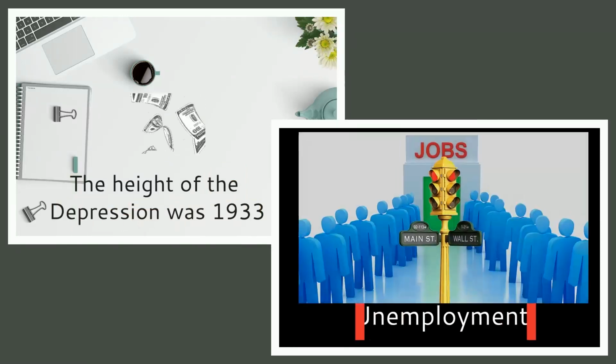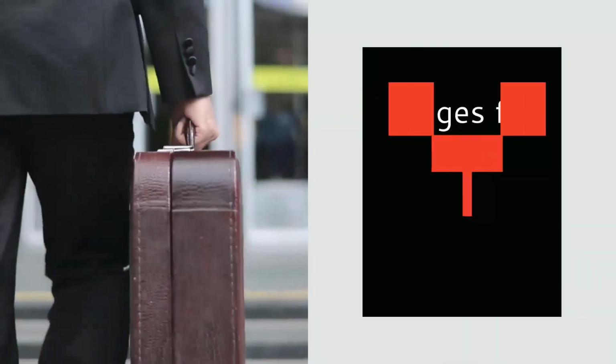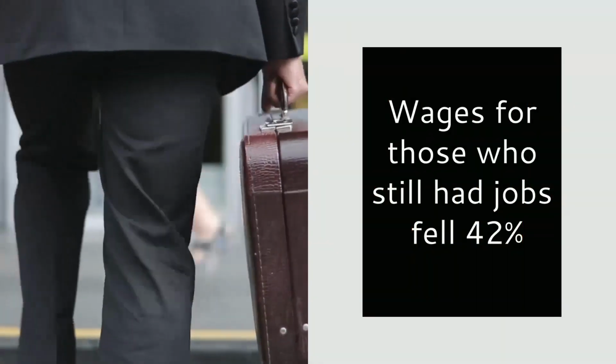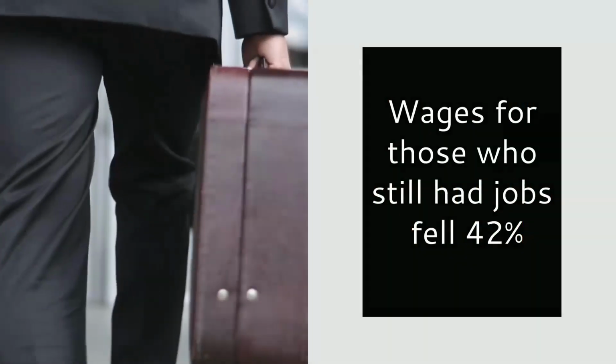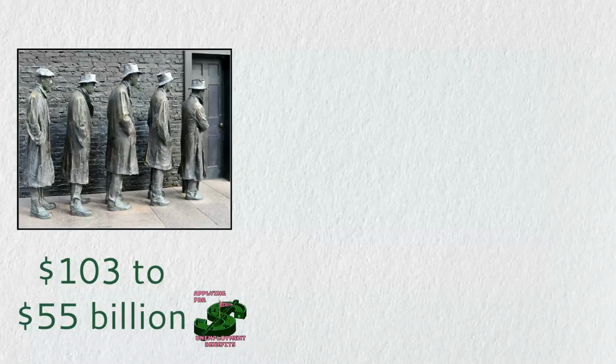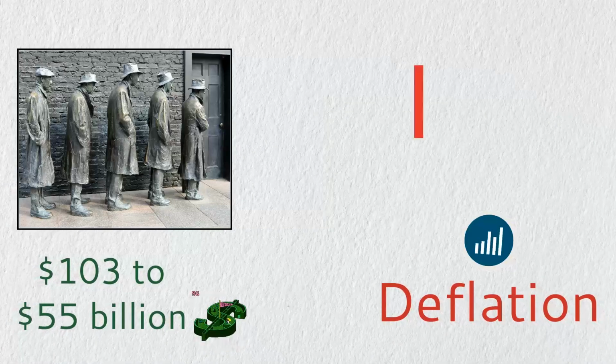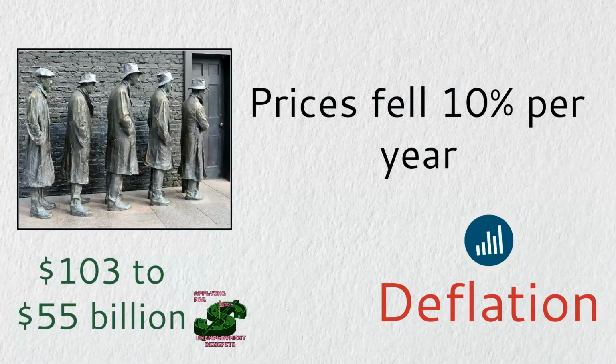The height of the depression was 1933. By then, unemployment had risen from 3% to 25% of the nation's workforce. Wages of those who still had jobs fell 42%. The economic output was cut in half, from $103 to $55 billion. That was partly because of deflation. Prices fell 10% per year.